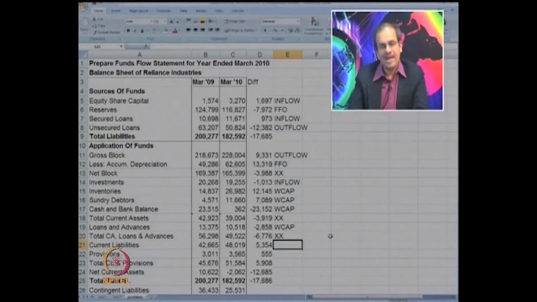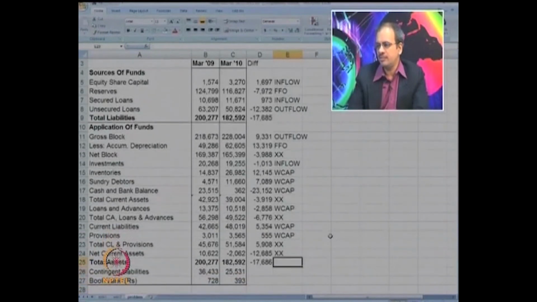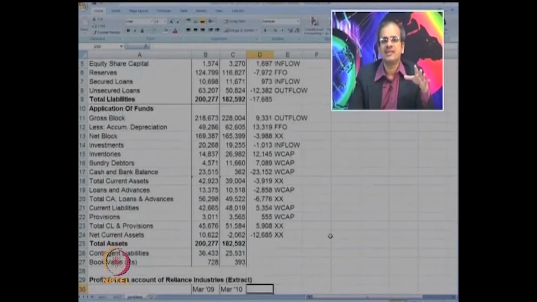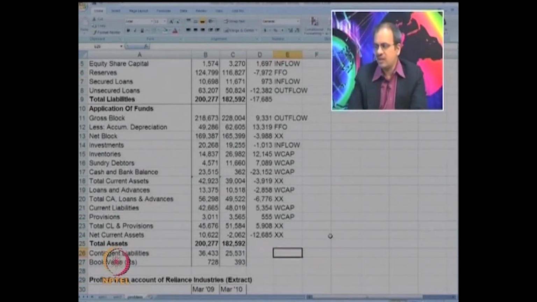Now, go to current liabilities, it is a working capital item. Provisions, can you guess? Again, it is a working capital item. Total is nothing, it is XX. Net current assets also XX. Total assets, of course, we ignore them. So, we have marked all the balance sheet items as inflows or outflows. Then contingent liabilities and book value you do not have to consider at all.